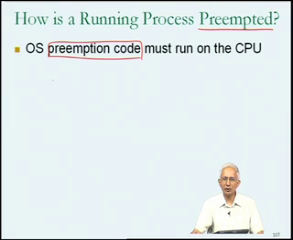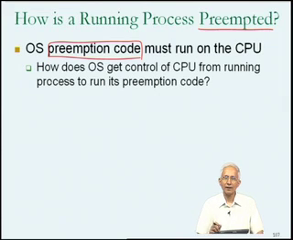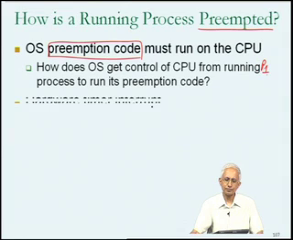So very clearly, this is going to require some kind of hardware support. This is not something that the operating system can manage as a software entity. And this is just a rewording of the question. How does the operating system get control of the CPU from a running process, P1, for example? P1 was the running process in our example, in order to run its preemption code. And as I had indicated, this may actually require hardware support.